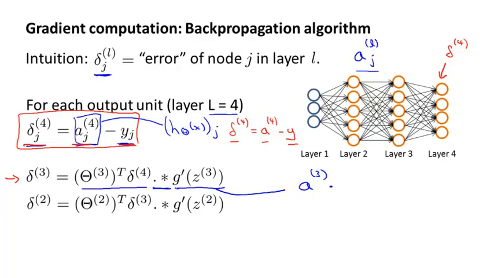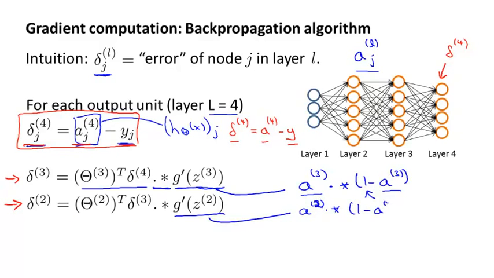What you do to compute this g prime, these derivative terms, is just a3 dot times 1 minus a3, where a3 is the vector of activations, 1 is the vector of ones, and a3 is again the vector of activation values for that layer. Next, you apply a similar formula to compute delta 2, where again that can be computed using a similar formula, only now it is a2, like so.